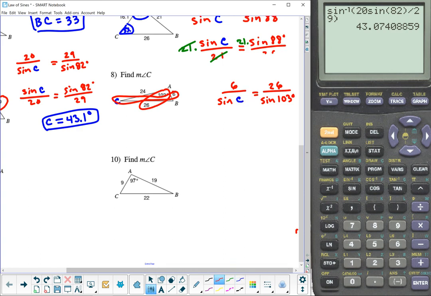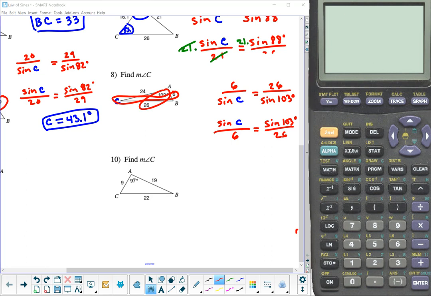Okay, so I'm going to flip both of them. So sine of C over 6 equals sine 103 degrees over 26. Same scenario, multiply both sides by 6, which just means you get a 6 in front of the sine, and then do inverse sine of both sides to get your C. So your C will equal inverse sine of 6 times sine of 103 divided by sine of 26.